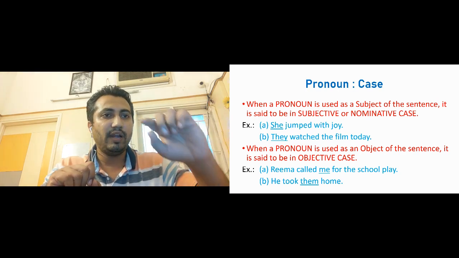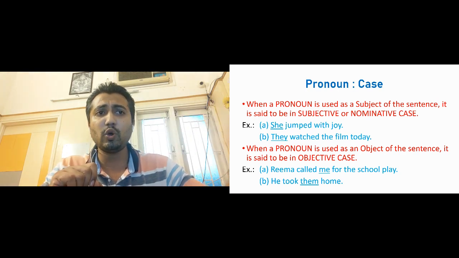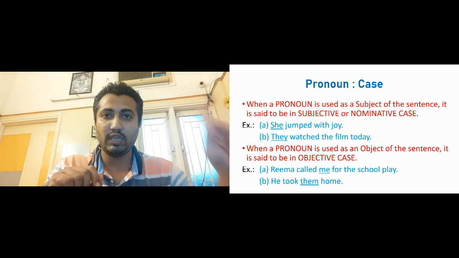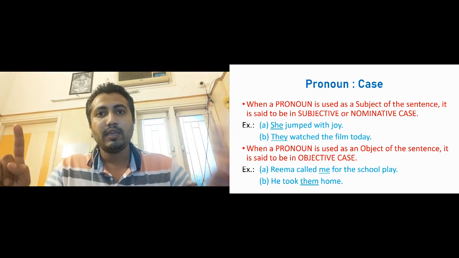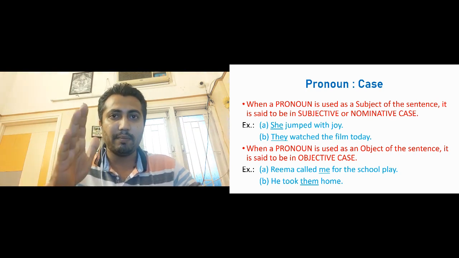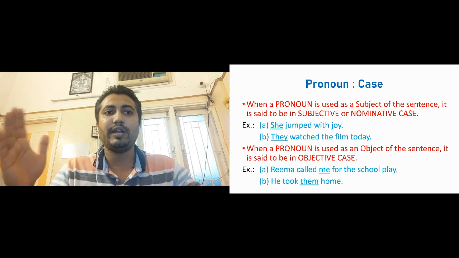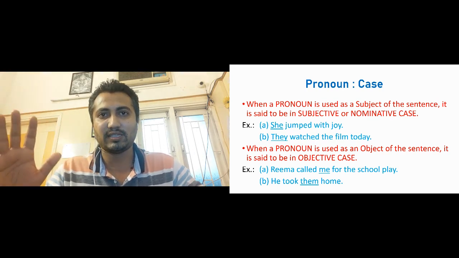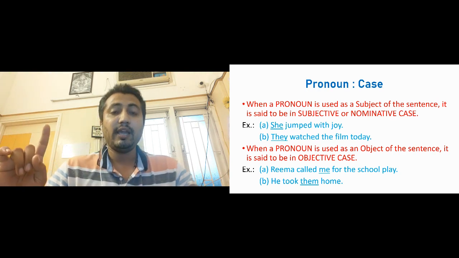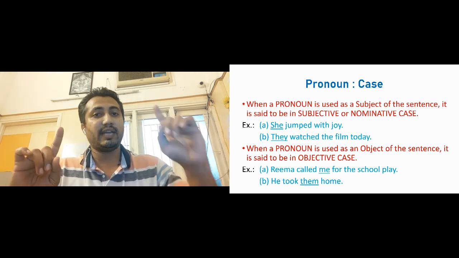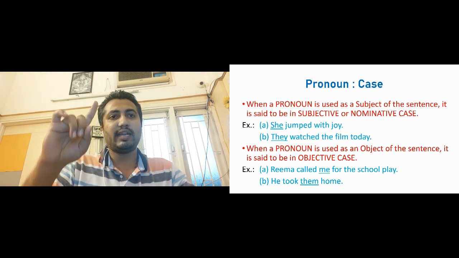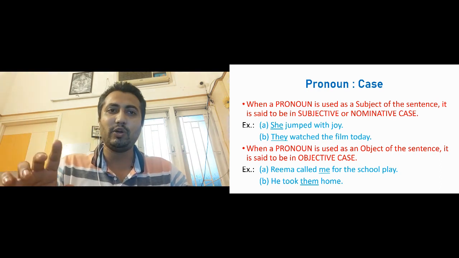Okay, now next one, he took them home. Now here what are the pronouns? Here there are two pronouns, he and them. He is working as a subject, so it is in subjective case. Them is acting as an object, so it is in objective case. Okay, so I hope you are clear with subjective and objective. I repeat, a pronoun that is acting as a subject is in subjective case. A pronoun that is acting as an object is in objective case.